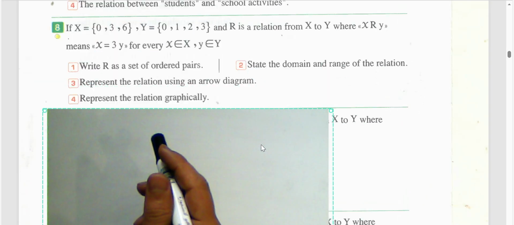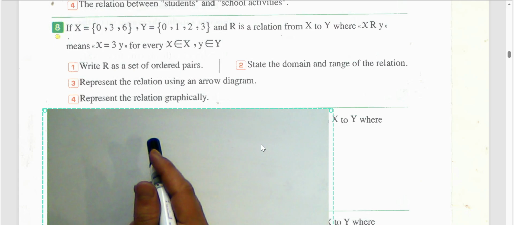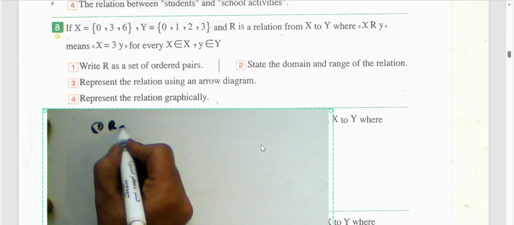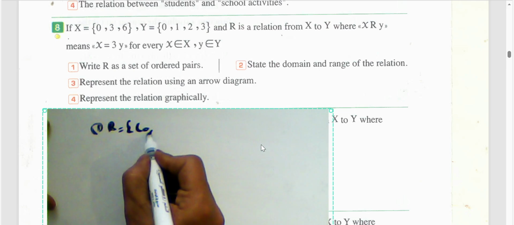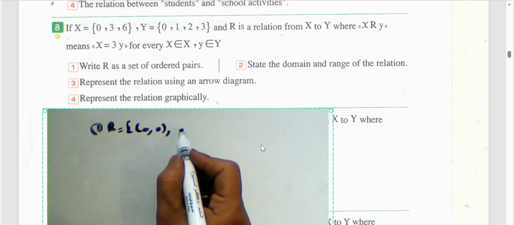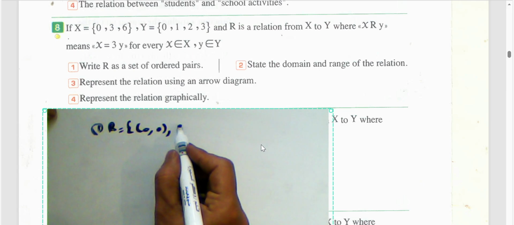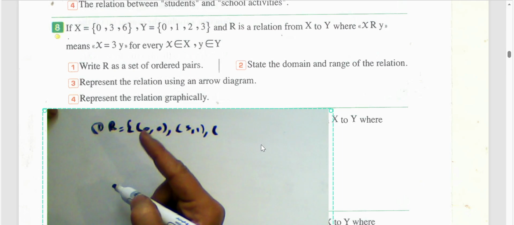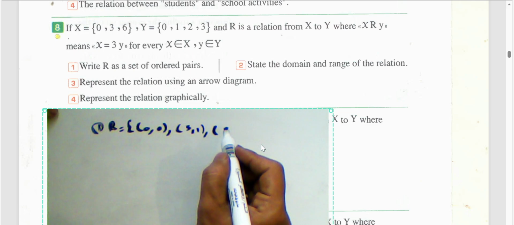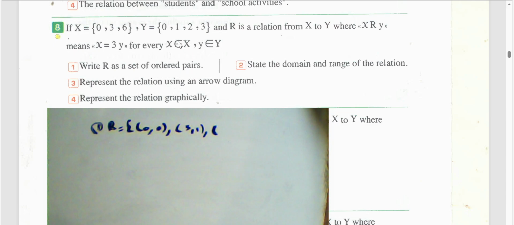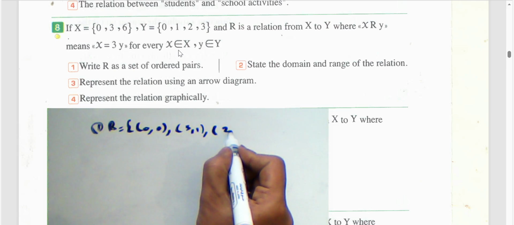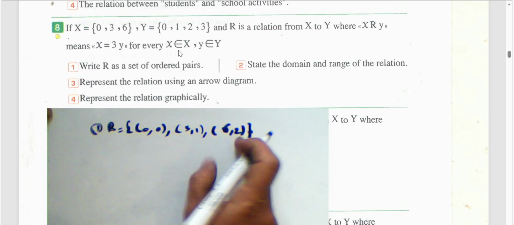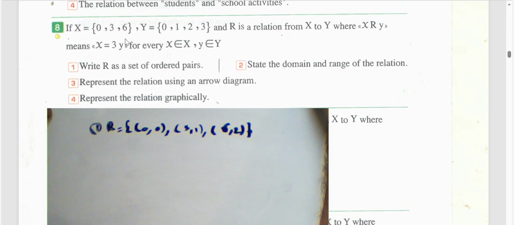Number 8, we have x and y, and our relation from x to y. Write the ordered pairs where x equals 3y. We can write the relation here: first pair, 0 times 3 equals 0. 3 times 1 equals 3, then 3 and 1, and put y equal 3. 3 times 3 is 9. Here, we don't have 9 but 2. 2 times 3 equals 6. Okay, put 6 and 2, x equal 6, and then y equal 2, because 2 times 3 equals 6, with 6 in the x.